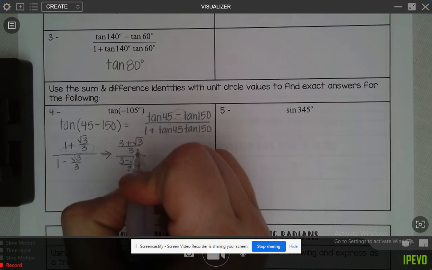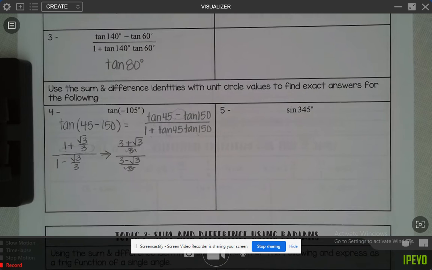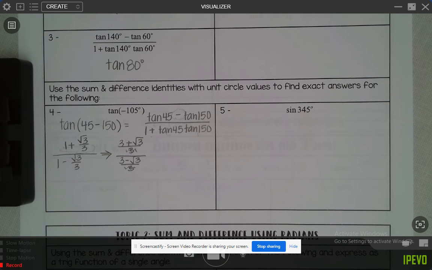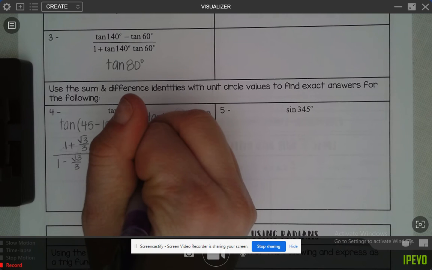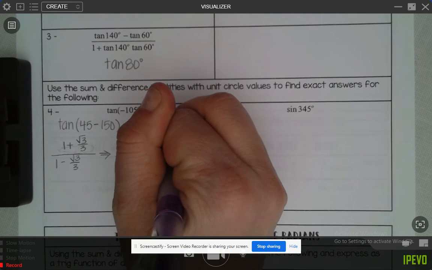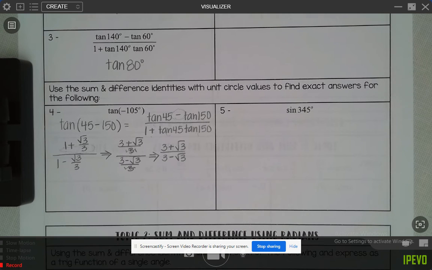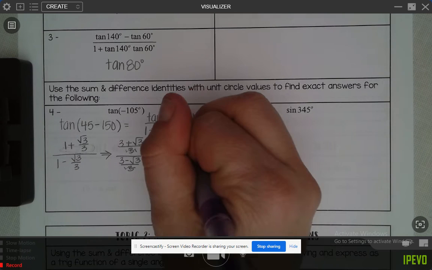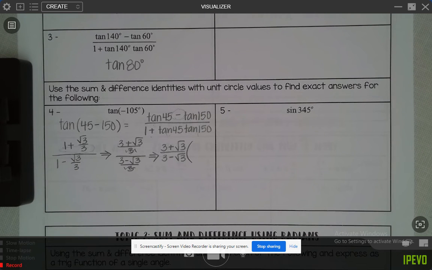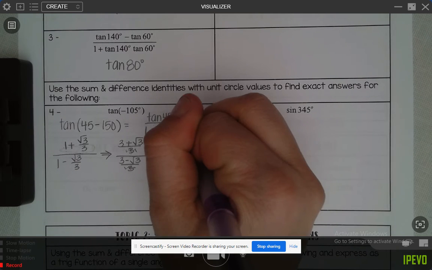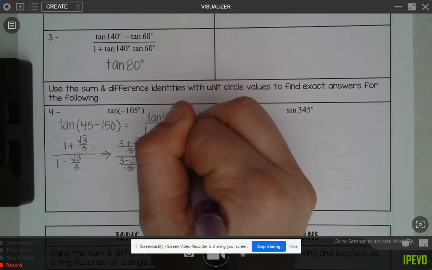Hopefully everybody's kind of figured out that if your denominators are the same, they cancel. Hopefully we kind of remember that from Algebra 2, because if you multiply by the reciprocal, they cancel. So now I have 3 plus radical 3 over 3 minus radical 3. Yeah? What must I do now? Multiply by the conjugate, which is 3 plus radical 3. If you get this one wrong, I'm going to make fun of you on Monday.